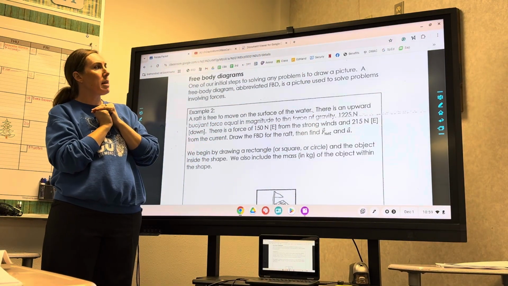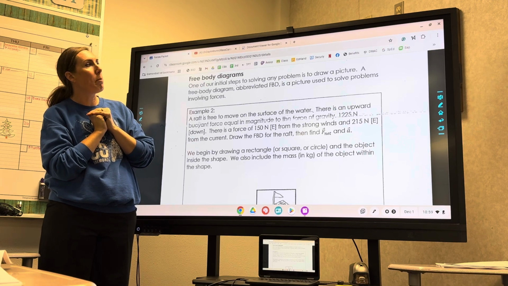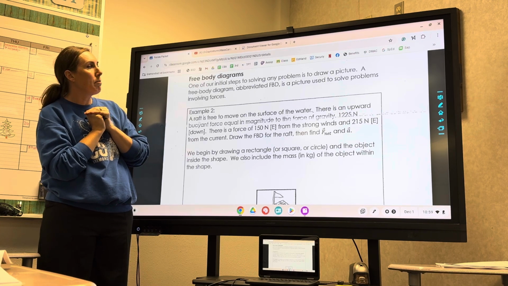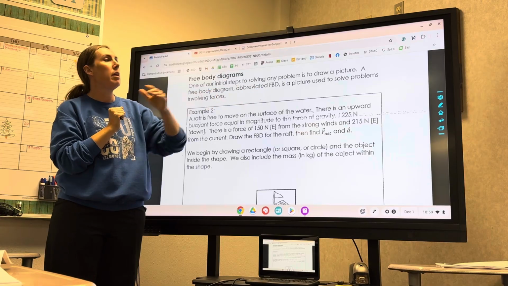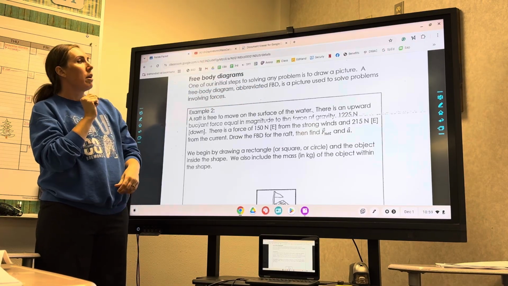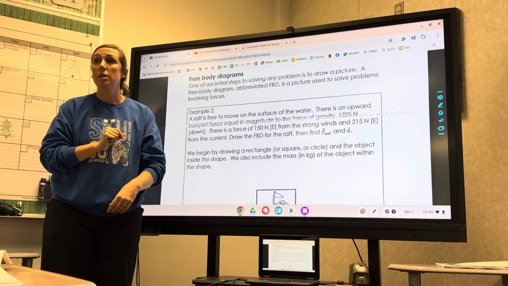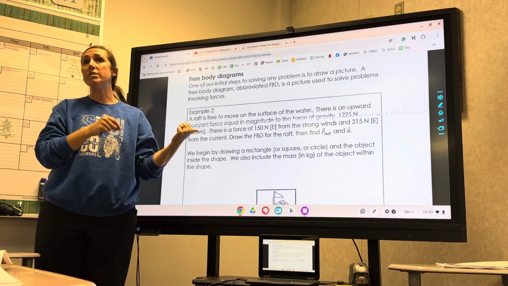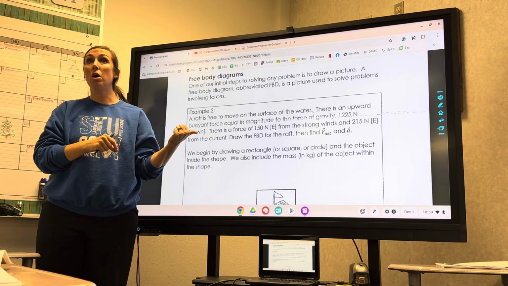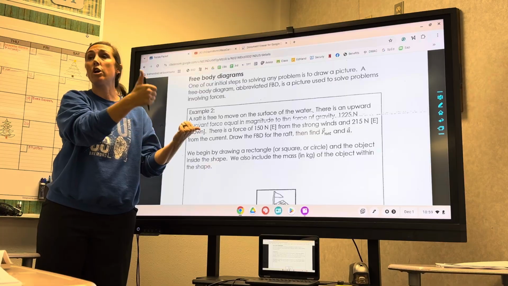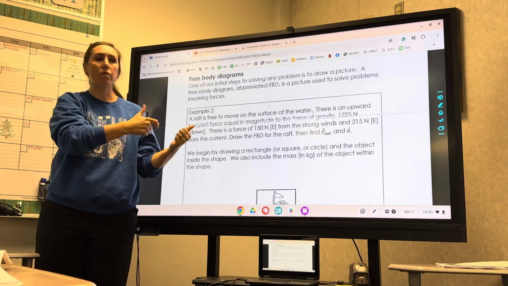One of our initial steps to solving any problem is to draw a picture. A free body diagram, abbreviated FBD, is a picture used to solve problems involving forces. Now, this example is in my physics curriculum. This is going to throw new nomenclature and numbers at us. We're just doing this for our notes.